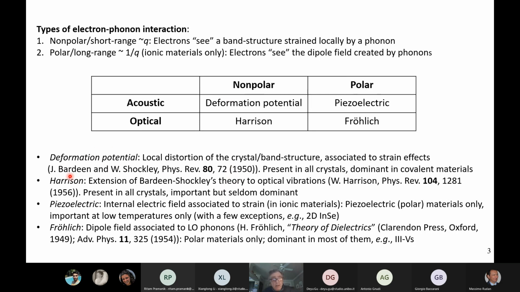We'll discuss again the Bardeen and Shockley deformation potential theorem, so to speak. I will mention the Harrison extension of this theorem to optical phonons that interact in a non-polar way with electrons in a crystal, and then we'll talk about Froelich interactions.